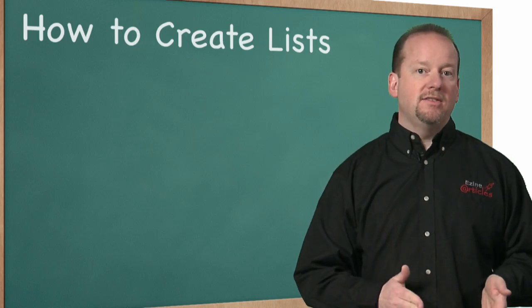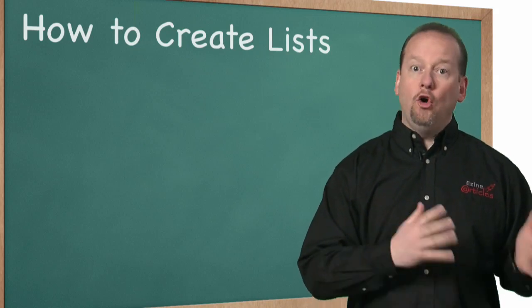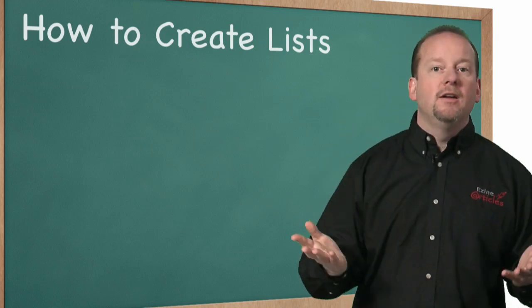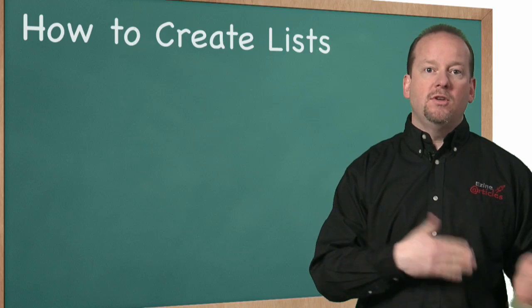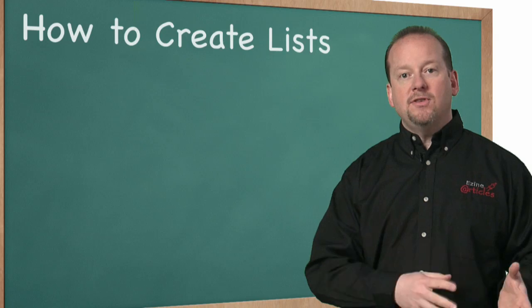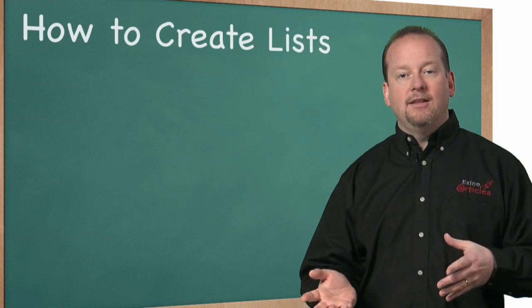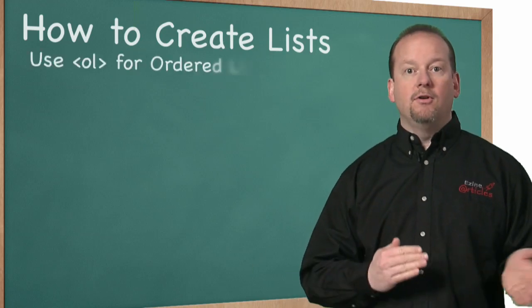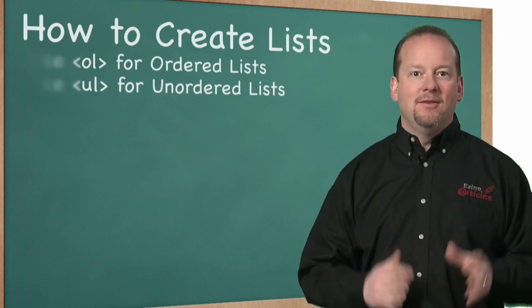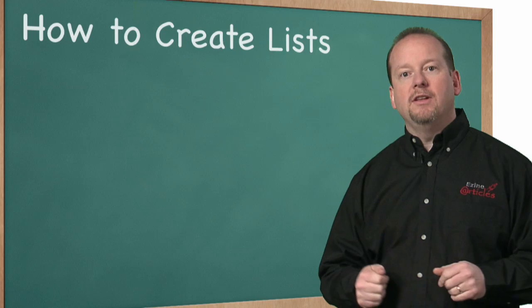Now, to create a list, you first have to decide if you want an ordered list, which is a list that goes 1, 2, 3, 4, and so on, or an unordered list, which is just bullet points. To create a list, you first have to open the tag. Now, the tag is either OL for an ordered list or UL for an unordered list. Pretty simple. For this example, we'll make an ordered list.